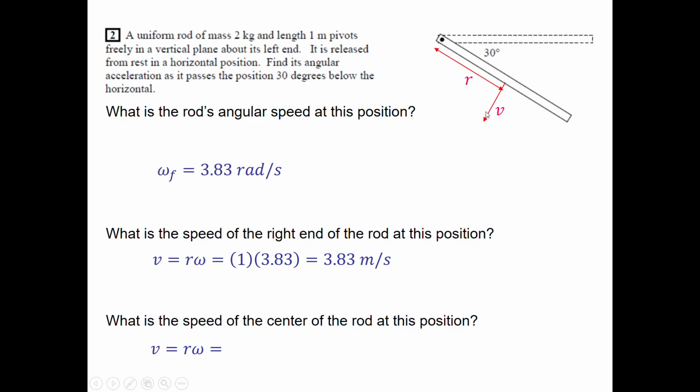We now want to know the speed of this point right here. So the relevant r is how far that point we're interested in is from the axis of rotation, and that's 1/2 meter in this case. So multiplying that out, we get half of the speed of the point out here, 1.92 meters per second. All right, let's take a little break now.